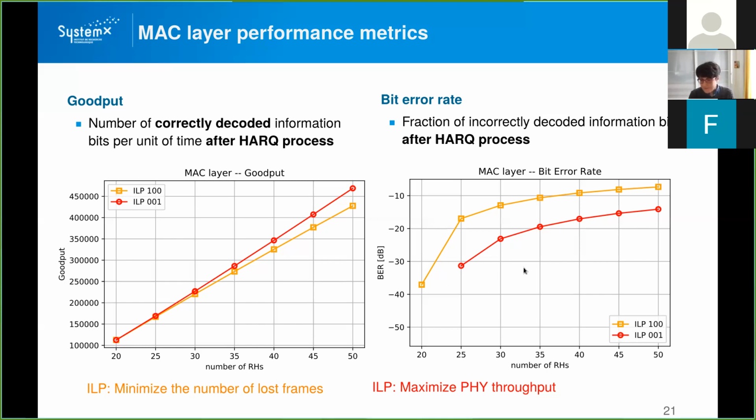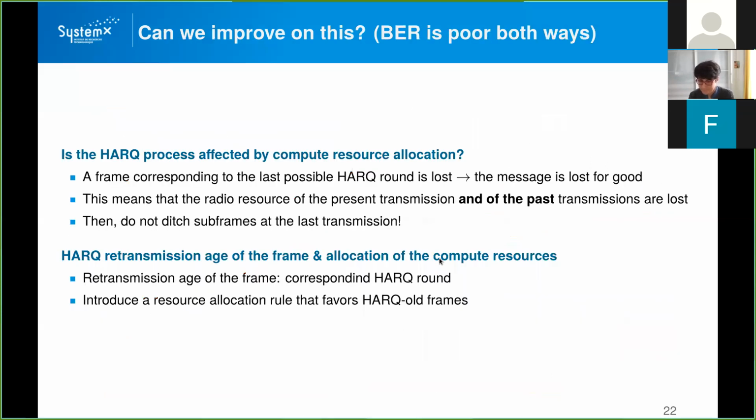So the question that we are going to ask is, can we improve on that? Can we improve on that considering the retransmission mechanism, performing our computing resource allocation while being aware of the fact that there will be a retransmission mechanism on top? This idea comes from a very simple observation. Imagine that the last retransmission of a message gets lost, because it doesn't get processed in the cloud. Then you are going to waste all the resources that you spent for this present transmission, but also all the resources that you spent for the previous transmissions. So it's extremely inefficient to drop the last HARQ transmission of a message.